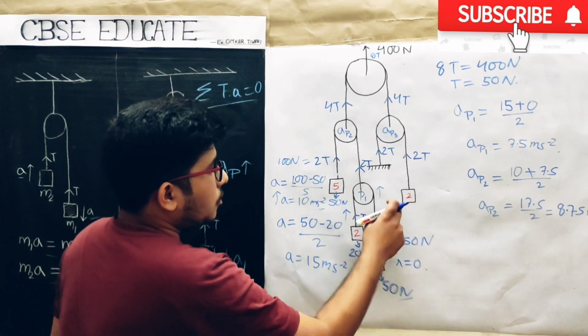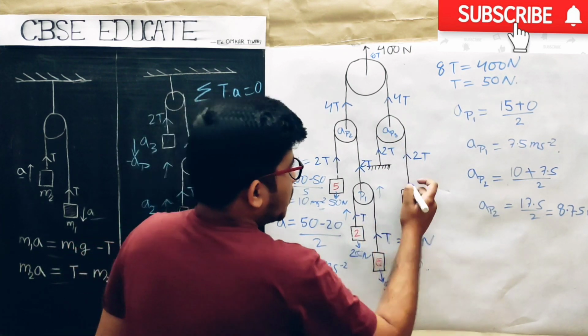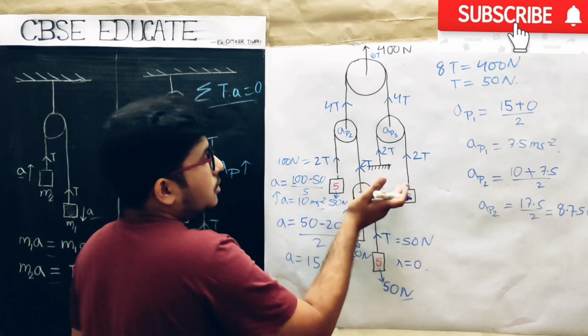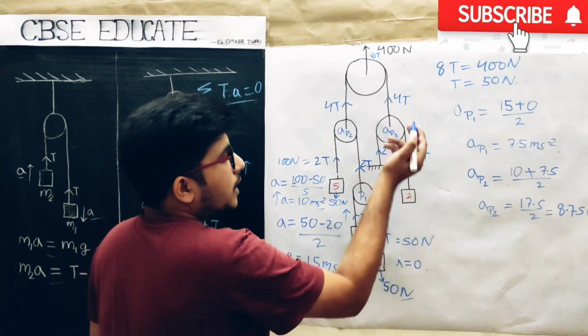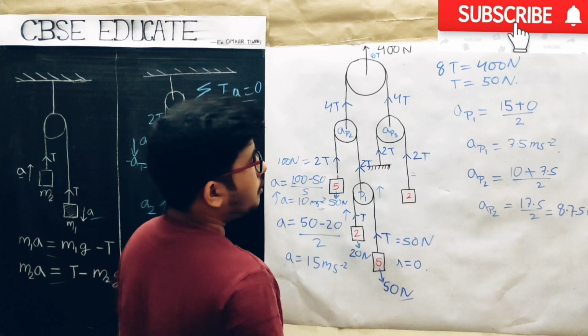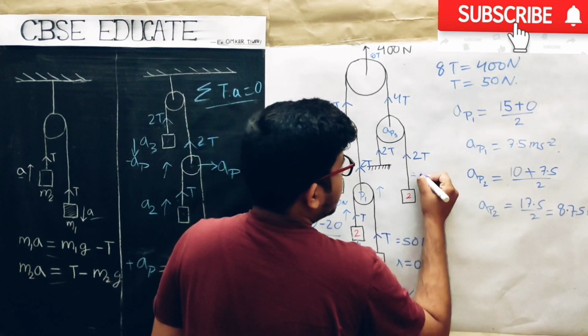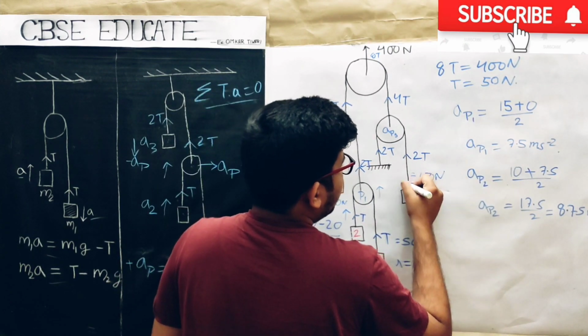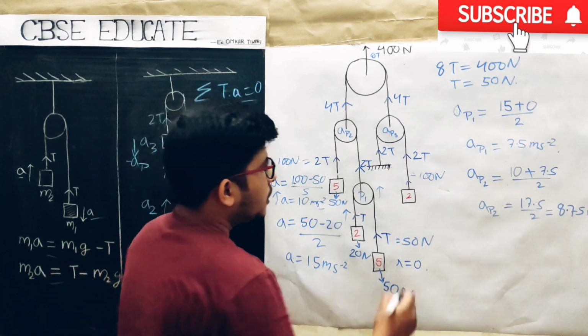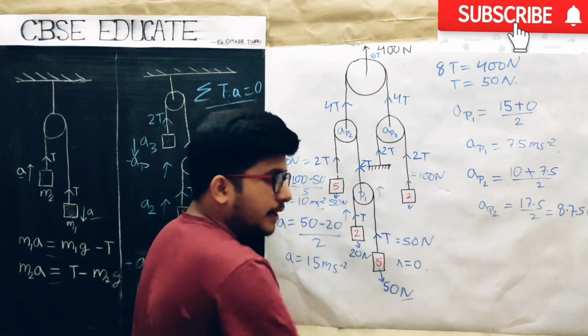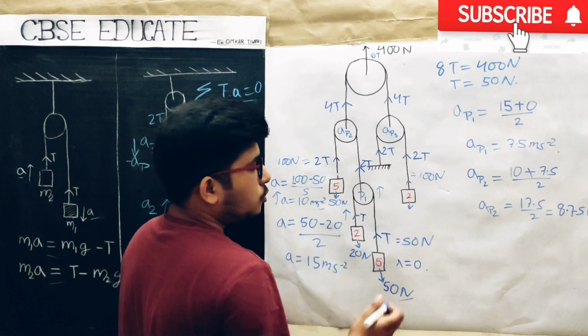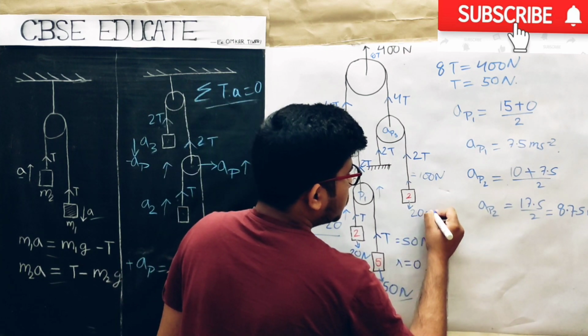AP3. Okay. Now come to this mass. The tension in the string in upward direction is what? 2T, which means 2 into 50, that is 100 Newton. So the force in upward direction is 100 Newton, and the force due to its mass in downward direction is what? 2g, which means 20 Newton.